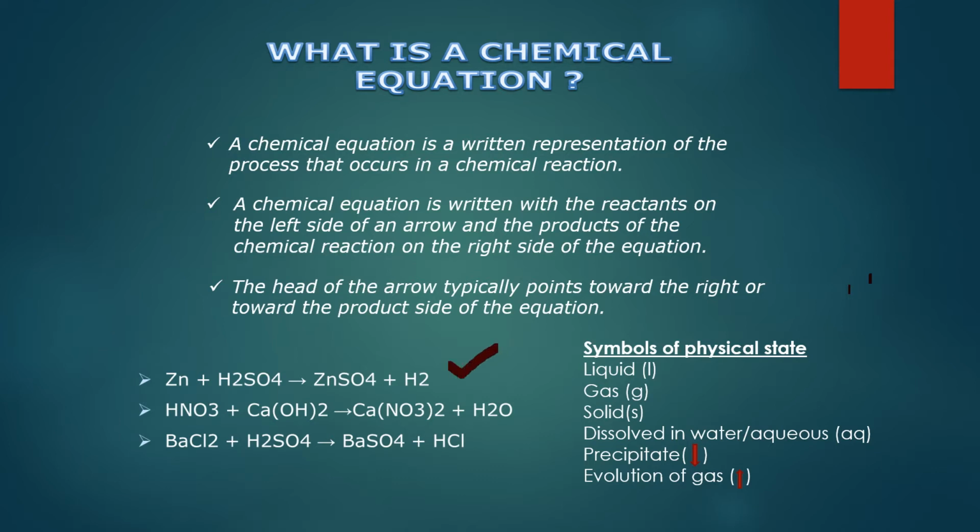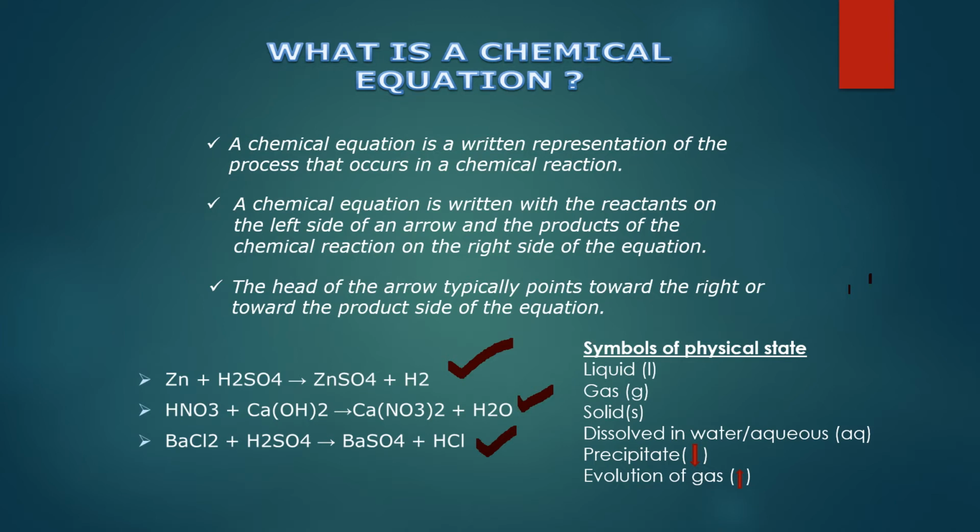These are some of the examples of equations. Zinc plus H2SO4, zinc plus sulfuric acid giving zinc sulfate plus hydrogen. Nitric acid plus calcium hydroxide giving calcium nitrate plus water. Barium chloride plus sulfuric acid giving barium sulfate plus hydrochloric acid.